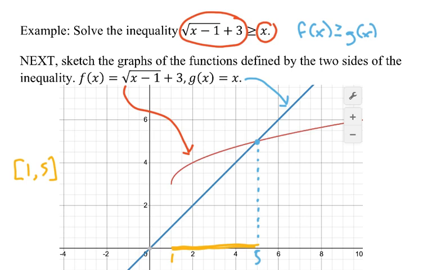And guess what? That is it. By looking at the graph, we see that the function on the left is greater than or equal to the function on the right on the interval from 1 to 5, and that's the solution of the inequality. That's as simple as it is, and I hope that's helpful.